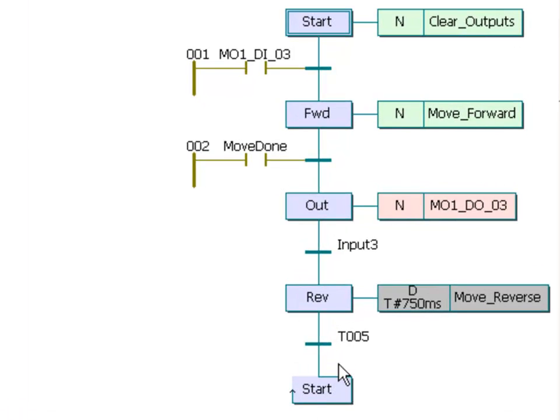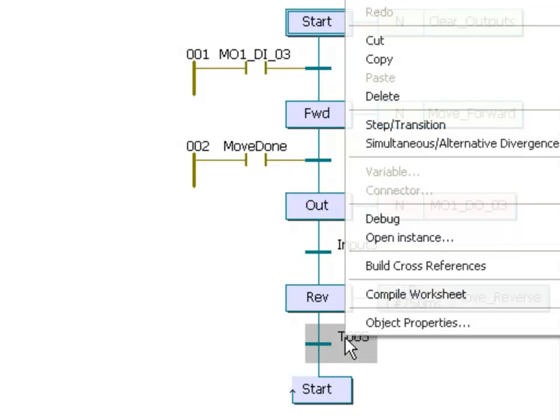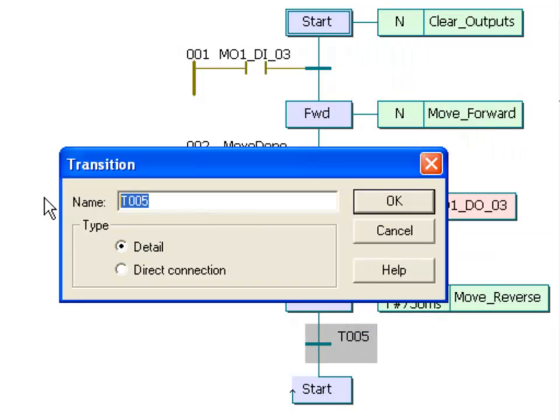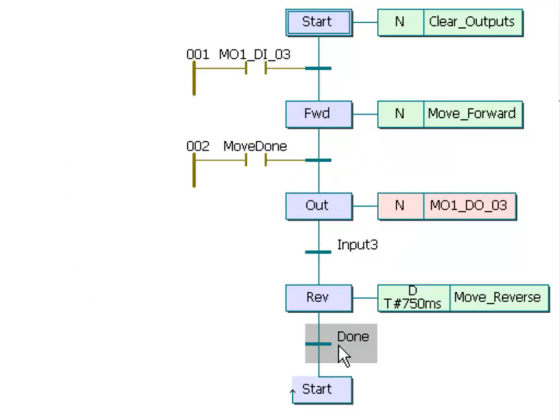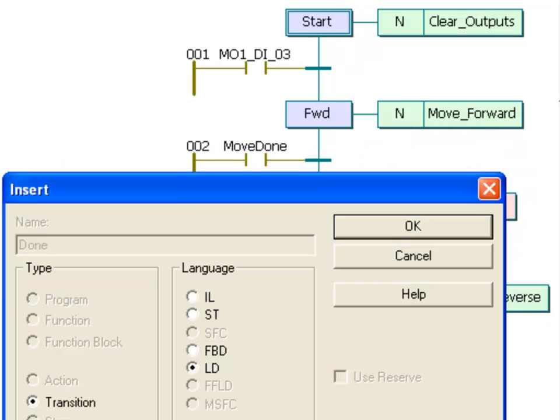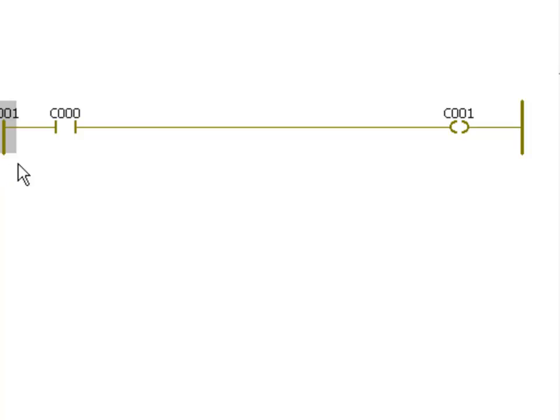Back to the SFC code, the final transition we have is another move done. And so again, we could just copy this down here as a direct transition. I'll just do another one as a detailed transition so we can see that again. I'll right click the properties. I'll call it done. It's a detail. I'll now open the transition, make an LD page of code. I'll insert a ladder rung.